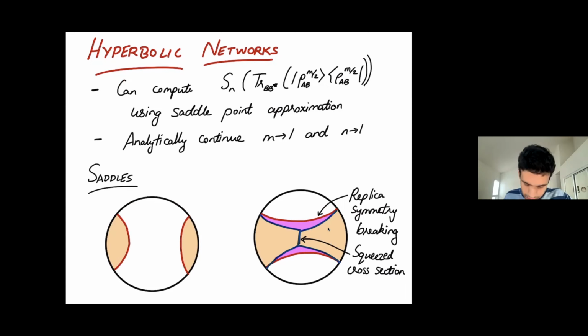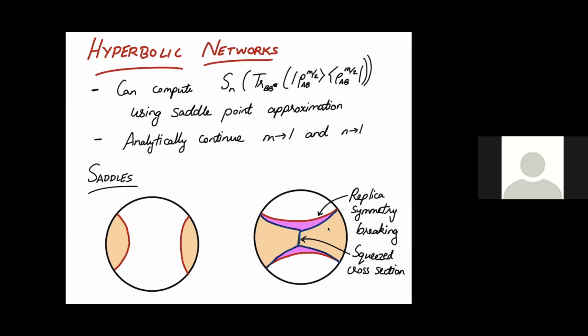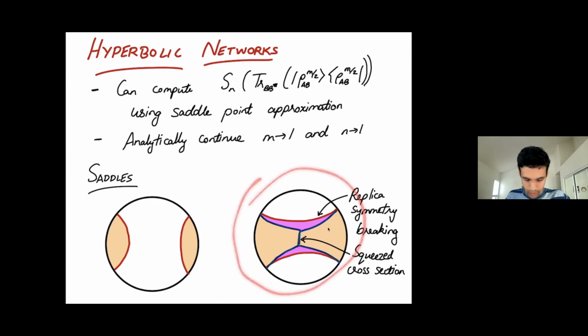So we can compute this at integer n. So for example, what you can do is just find what the location of these points is as a function of n. That is some analytic function. And then you can choose to analytically continue that. I see. Yeah. So we end up getting these squeezed cross sections, and it gives us something that's consistent with the proposal for the reflected entropy, and further motivates what to do with the Renyi version of the reflected entropy.